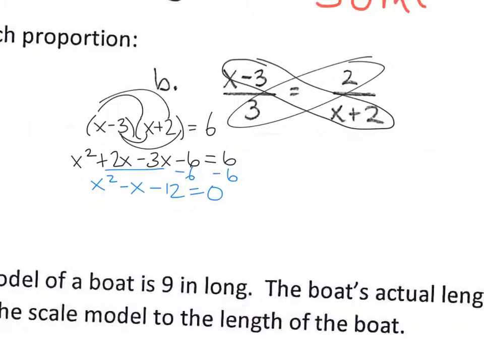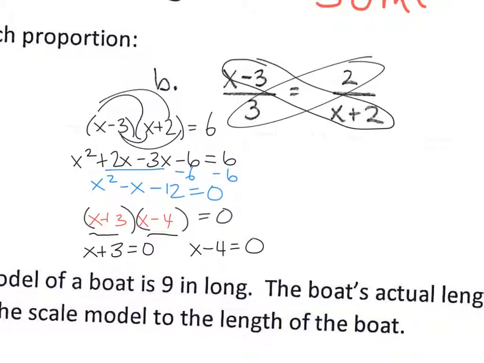Now I'm going to factor this out into two binomials. So I do factors of negative 12 that add up to negative 1. So factors of negative 12 that add up to negative 1 are negative 4 and positive 3. So using the zero product property, I'm going to set each of these factors equal to 0. So x plus 3 equals 0 and x minus 4 equals 0. So this means that x equals negative 3 or x equals 4.